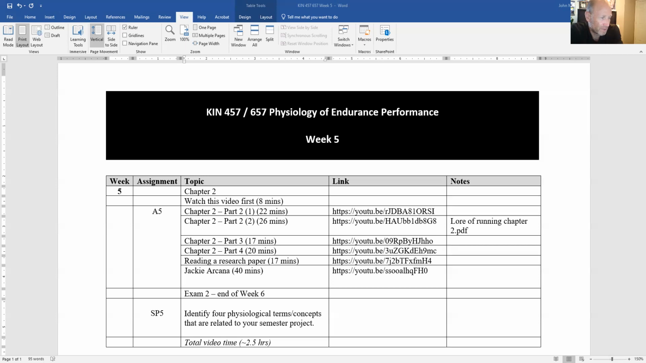The semester project 5 assignment. Now what you're going to do is identify 4 terms or concepts that are related to your semester project question. Remember, you only have to emphasize 2 in your presentation. So we're going to start off with a bigger list, 4 terms or concepts. And then as you develop your question and ultimately your answer, what I'm hoping is that you'll be able to zero in on 2 concepts, 2 terms that you'll want to emphasize in the presentation.